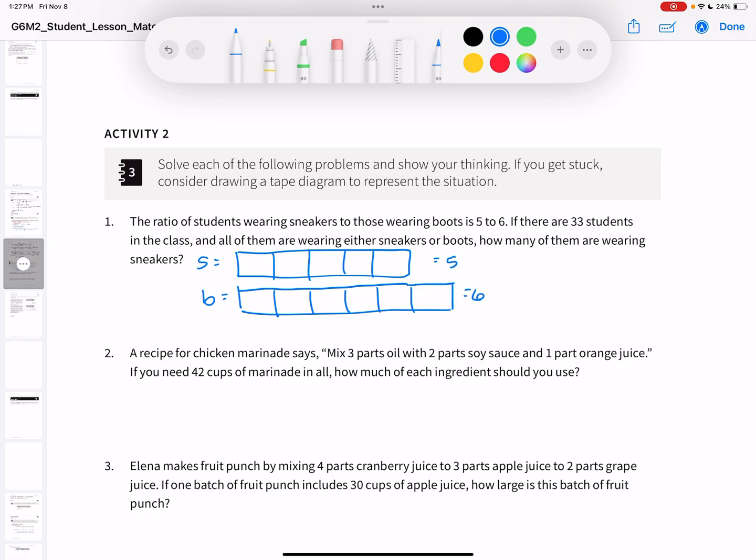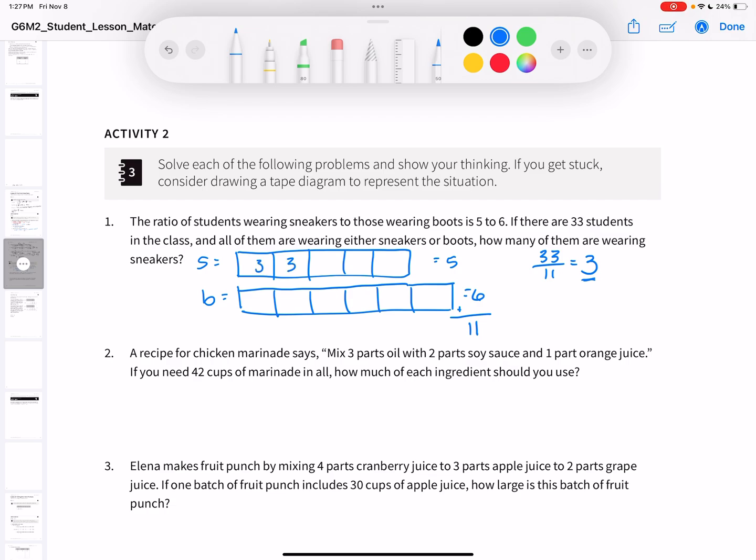Okay, there are 33 students in the class and all of them are wearing either sneakers or boots. How many are wearing sneakers? Okay, so we would need to know the total number of students in this ratio. So 5 plus 6 is actually 11. So this diagram right now shows 11 students, but there are 33 students. So we need to do 33 divided by 11. 33 divided by 11 is 3. So each one of these boxes equals 3 kids.